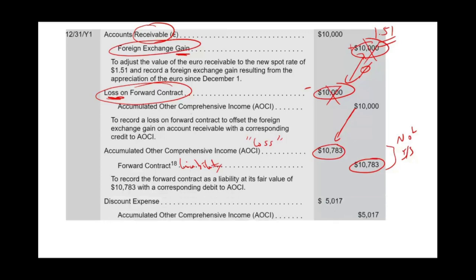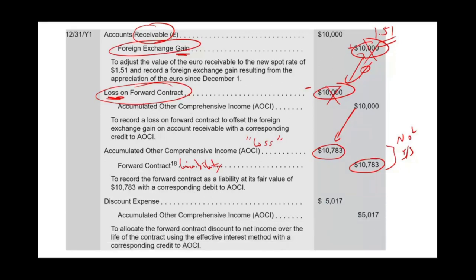Okay, then the last thing we have to do, we have to amortize. You remember the $15,000 discount? I told you it's a part of doing business. Now we're going to amortize it. We're going to debit discount expense and credit accumulated other comprehensive income. So we booked the $15,000 in OCI, and now we're releasing some of it from OCI to the income statement. So those are the entries that we book on December 31st.